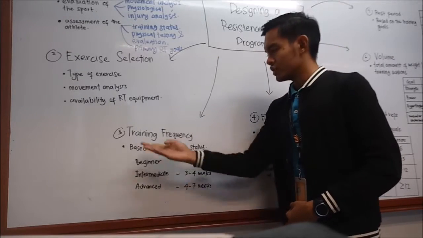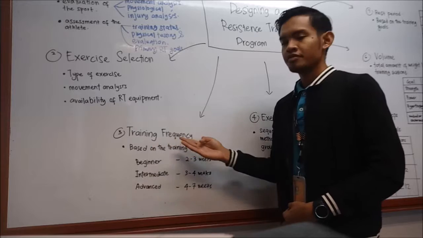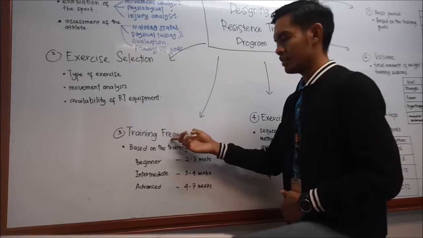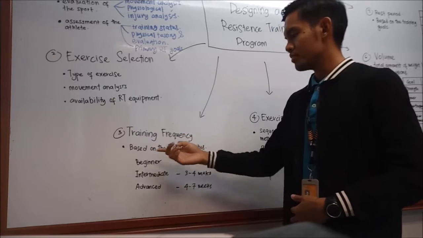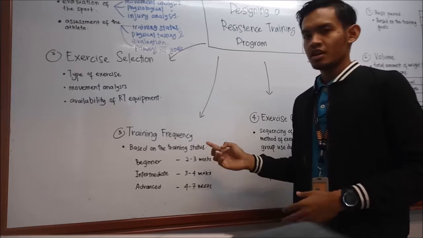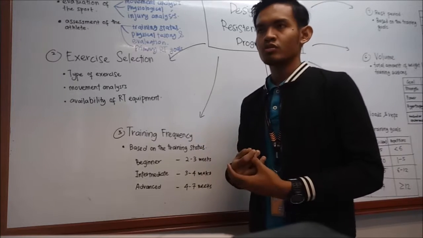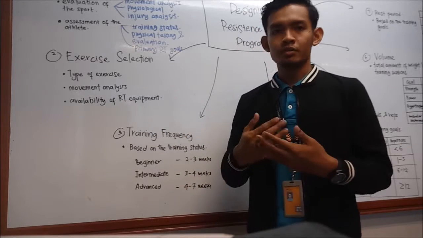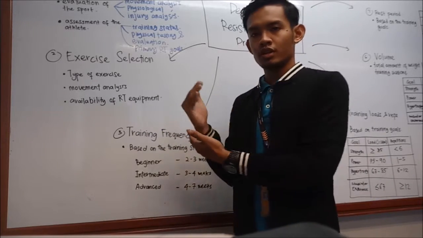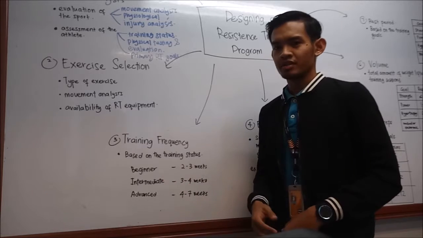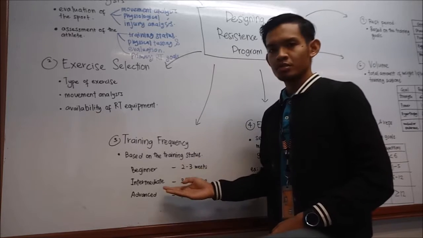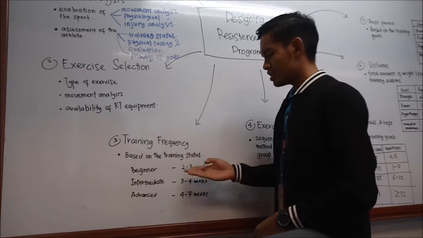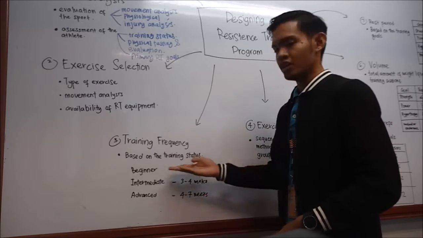And then we go to the third point, which is training frequency. What does it mean by the frequency? Frequency is based on the training status, which means how many you do in a week, how many you do in a month, or how many you do in a year. We got 3 levels, which is beginner, intermediate, and advanced. This is the recommended frequency for the level.